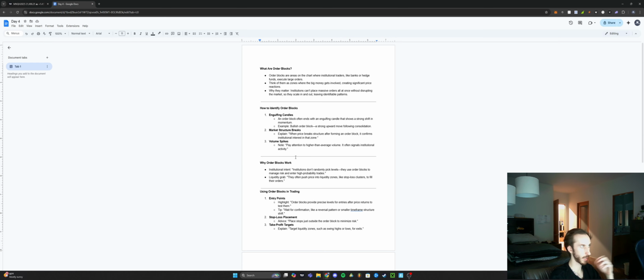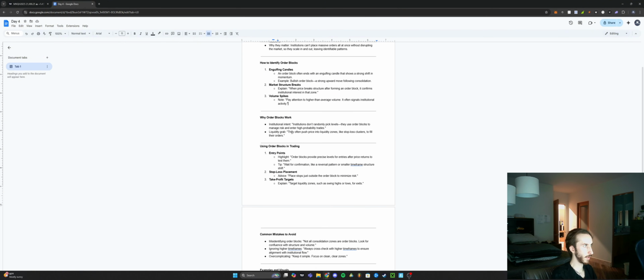Volume spikes, I put that in there just so, it happens sometimes. You'll get a sharp move in volume, which can give you an idea that institutions are taking their part and making their plays there. So, oh yeah, it often signals institutional activity. You don't need to know this. I just wanted to put this in here just to have some sort of education.